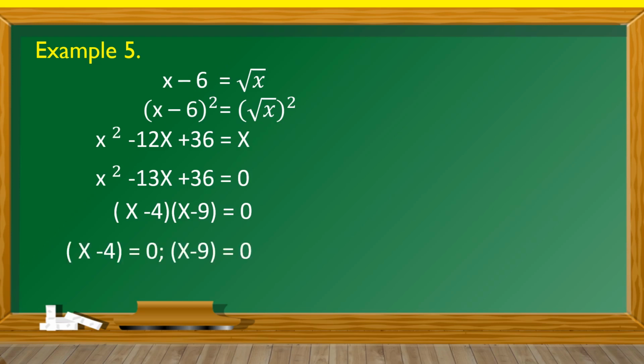Applying the zero product property, set each factor to 0. So we have x minus 4 equals 0, and solve for x, the result is equal to 4. Then, x minus 9 equals 0, solve for x, so x equals 9. So in this case, there are two values of x as the result of solving this equation. Now let us check if these values of x satisfy the given equation.